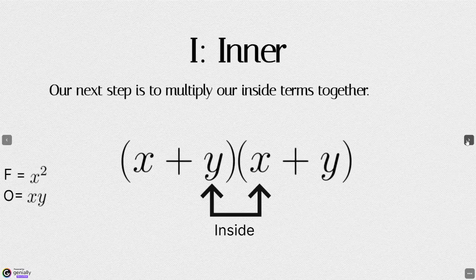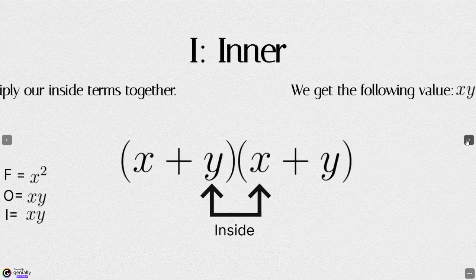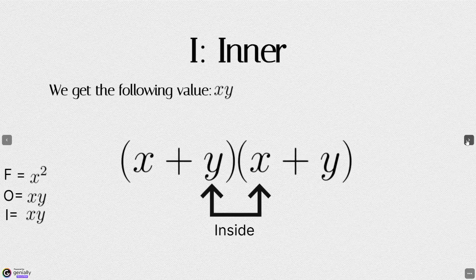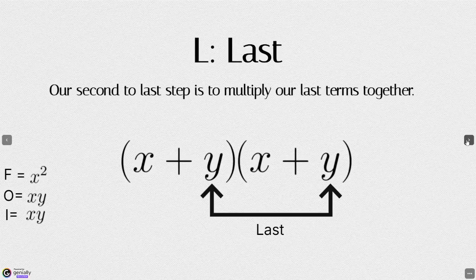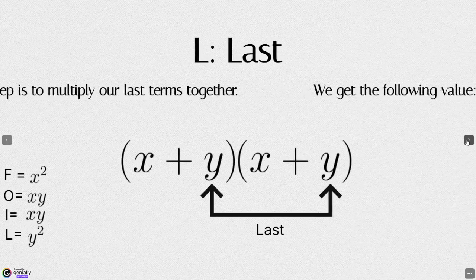Our next step is inner. Our next step is to multiply our inside terms together. In this case, we have y and x. When we multiply these together, we are left with, once again, xy. Our second to last step is to multiply our last terms together, the last ones that show up in our binomial. You'll notice in this case we have positive y and positive y. When we multiply these together, we are left with y squared.